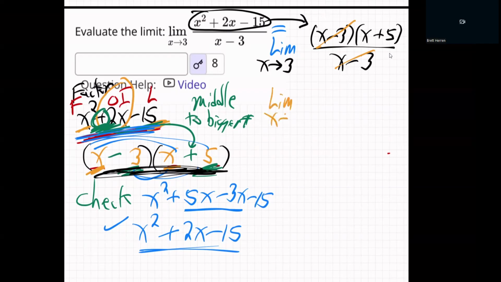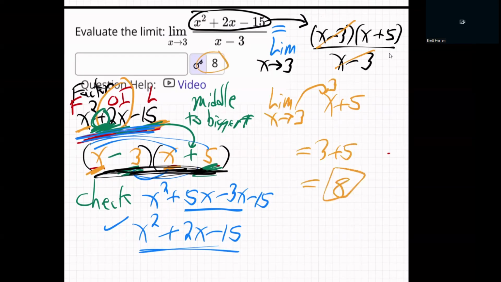And now it just becomes the limit as x goes to 3 of x plus 5. It's all we have left. So now you can plug in the 3. It's 3 plus 5. It's just 8. That's the answer to the problem. So basically, you take the top and you factor it with the two parentheses, and then these cancel. That's what was causing the 0 over 0 problem. You just have x plus 5, plug in the 3 now, and there's our answer. And that's how we do that, factor the top.